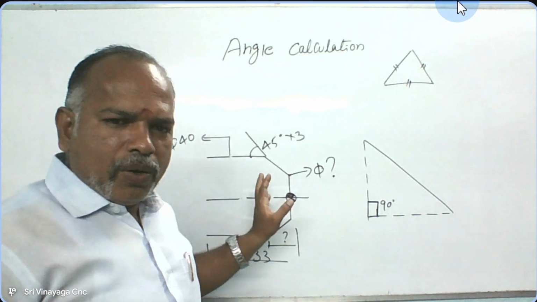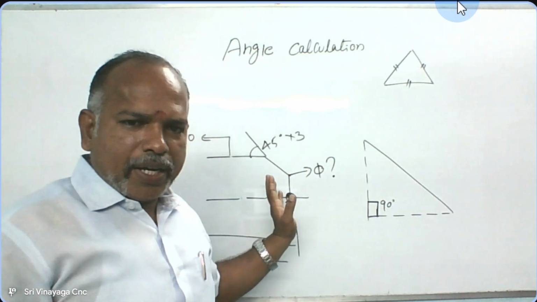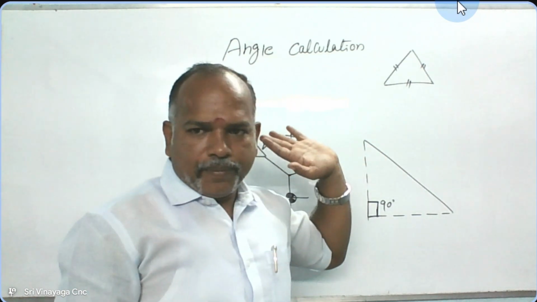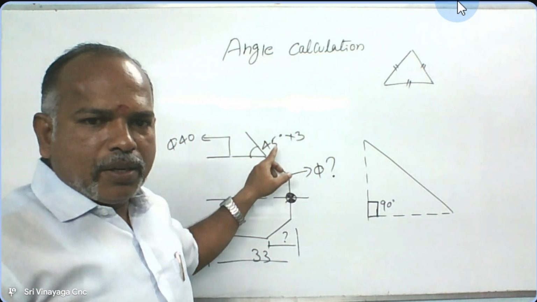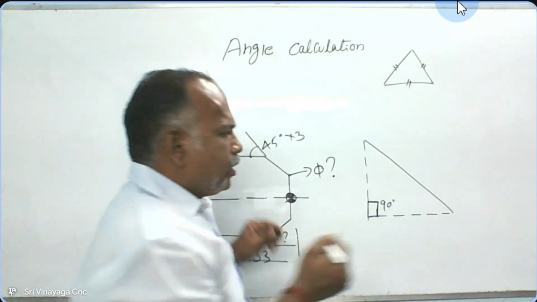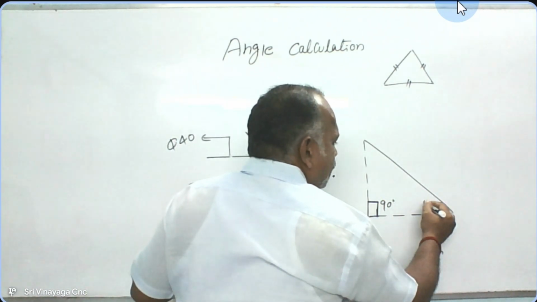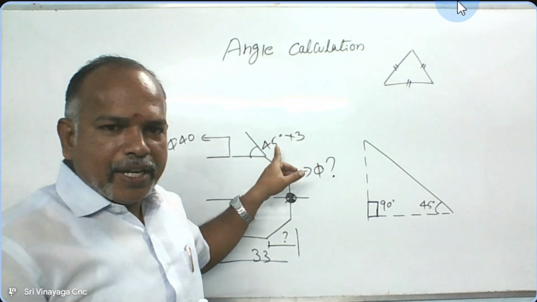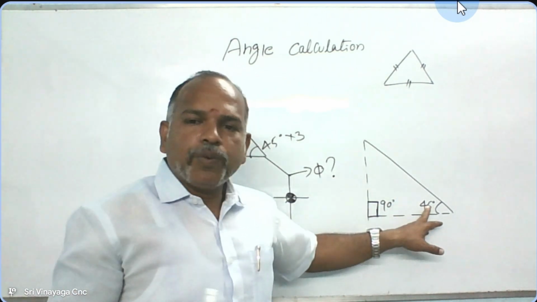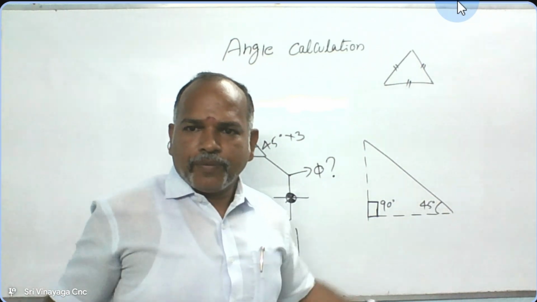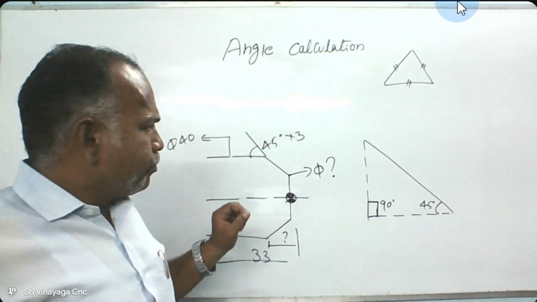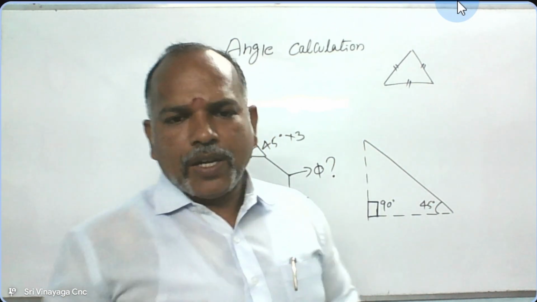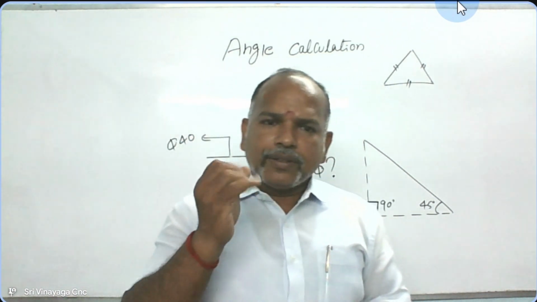Now, what is similar for these two diagrams? This side is nothing but here. And then, what about this 45 degree? This is 45 degrees. Suppose here they are given 30 degrees, this portion will be 30 degrees. That's all. Next, take this right angle triangle.